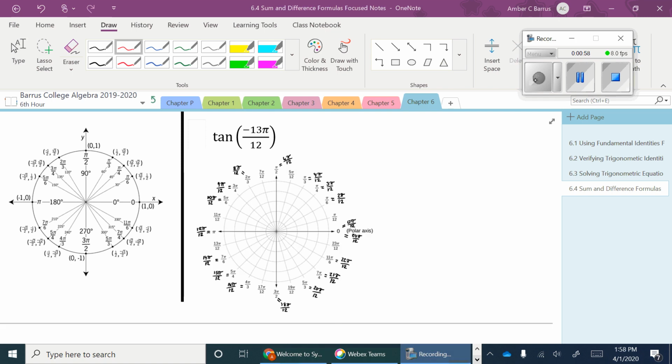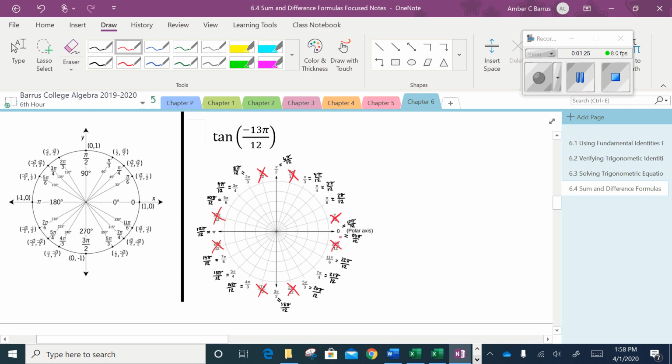So here we see a unit circle that has been divided into 12ths. When we compare the two unit circles, we see that there exists a one-to-one correspondence with the majority of the pieces, except for pi over 12, 5 pi over 12, 7 pi over 12, 11 pi over 12, 13 pi over 12, 17 pi over 12, 19 pi over 12, and 23 pi over 12.